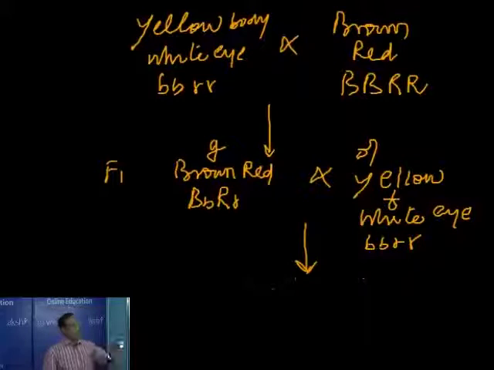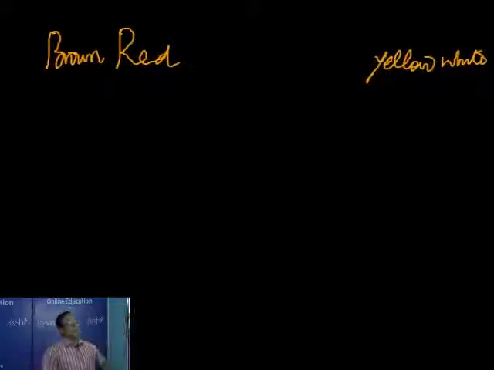Now what are the results we have checked? When a cross is effected between F1, that is brown red, and the yellow white eye male, we are obtaining the results in the following manner: 2 parallel varieties and 2 non-parallel varieties. So what are the parallel varieties we received? You know that one is brown red, the dominant. And then we have just the opposite one, that is yellow white. So body with brown color and red eye, and body with yellow color and white eye. These are all called the parallel varieties.